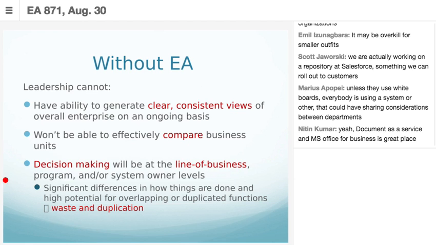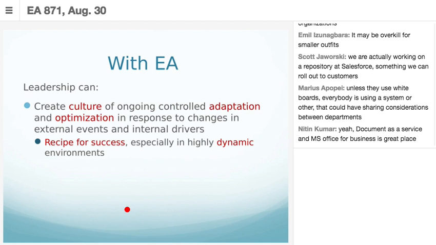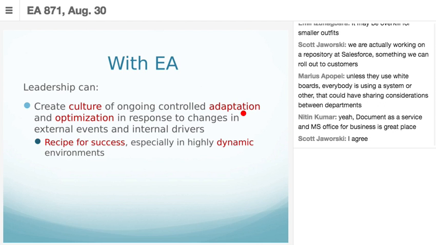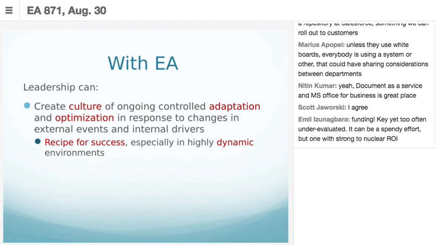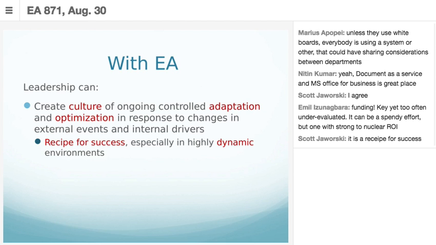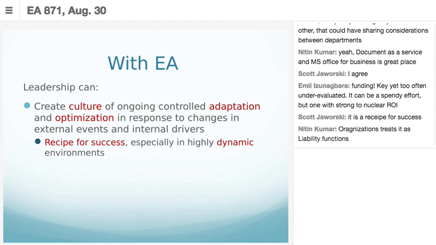Won't be able to compare business units. Decision making will be at the line of business. Waste and duplication. Okay, so life is better with EA. You create a culture of ongoing adaptation and optimization. It's a recipe for success. So, Scott, what is it that you agree with? Funding. It is a recipe for success. I agree too. Funding. Let's talk about funding.